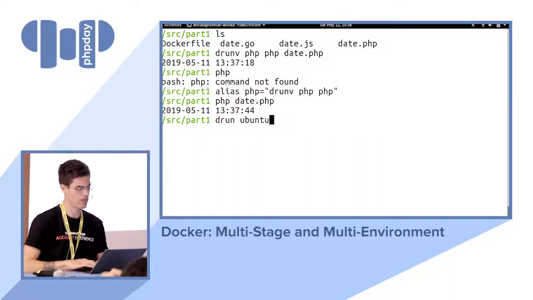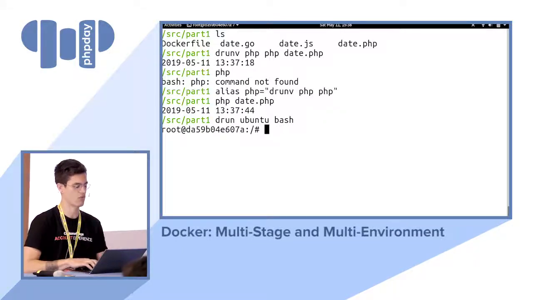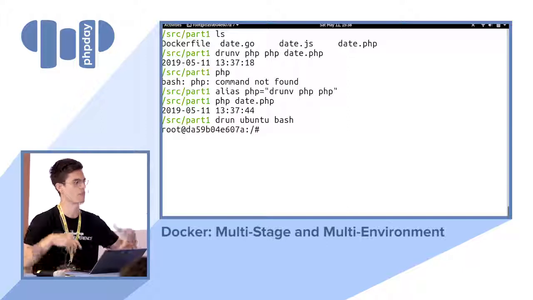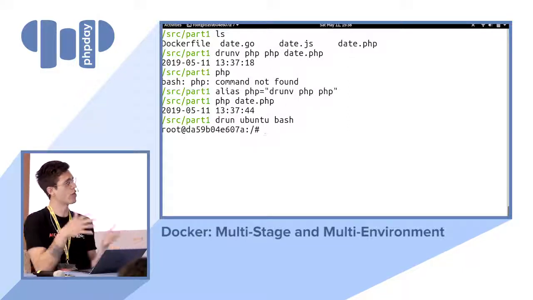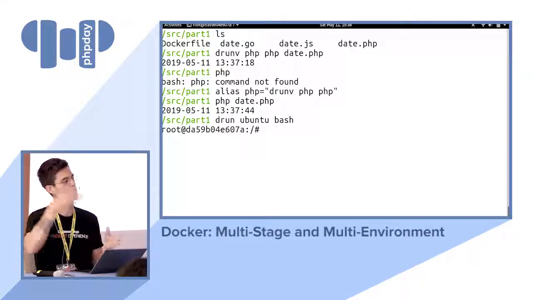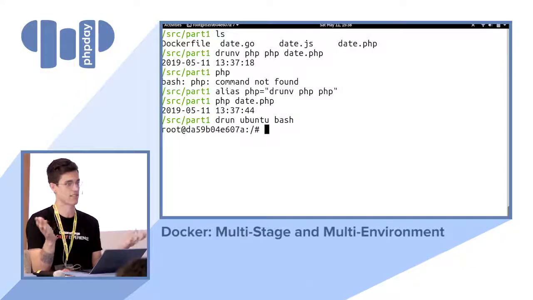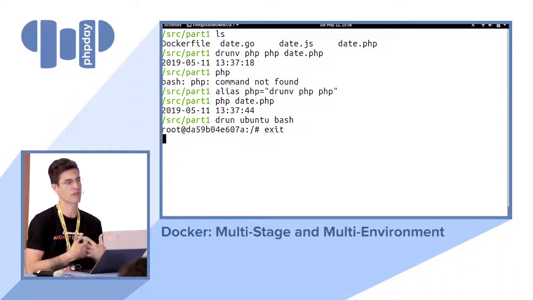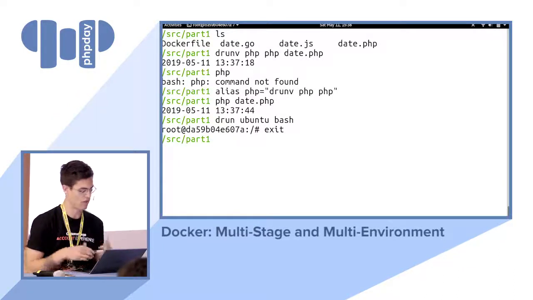How do I test it? I run Ubuntu, and then I go to bash and execute whatever I want here, like install a package or test software. If I want to share files that are in my machine, I mount the volume of the current directory, and that's it. I can access every file that I have in my machine to do whatever I want.